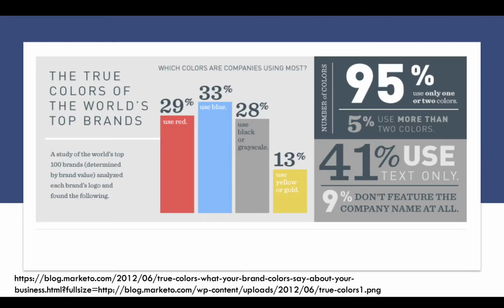Now I wanted to show you an infographic that I pulled from Marketo.com. It's been around for a while. Marketo is a marketing automation tool. And Marketo did some consumer research a while ago, in 2012, but as for psychology, we don't change very fast. So which colors are companies using the most? Their research indicated that 29% use red, 33% use blue. Remember, I said blue is very popular.